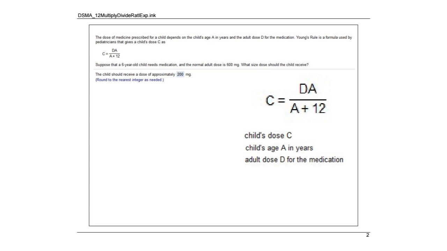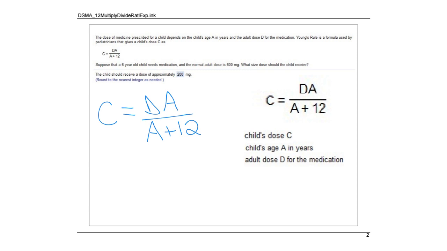So we use rational equations a lot. We don't always think about it, but there's different kinds of formulas. So this one is a dosing for children. The child's dose is based on the adult dose and the child's age, all over that age plus 12. C is the child's dose, A is the child's age, and D is the adult dose for this certain medication. This is called Young's rule.